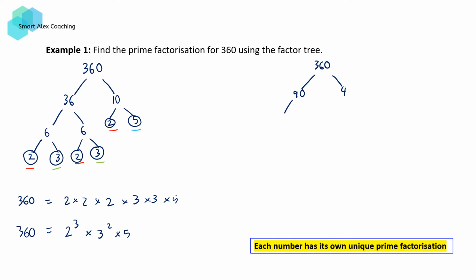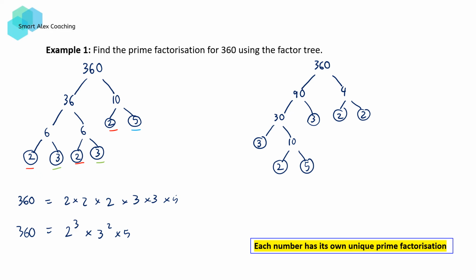So for 90, I can break this into 30 times 3. 30, I can break it into 3 times 10. Now, 3's are prime factors, so I'm going to circle it. For this 10, I can break it into 2 and 5, which are prime factors as well. The number 4 can be broken down into 2 and 2. So everything has now been broken down.